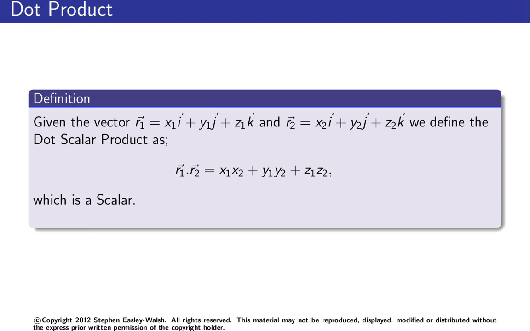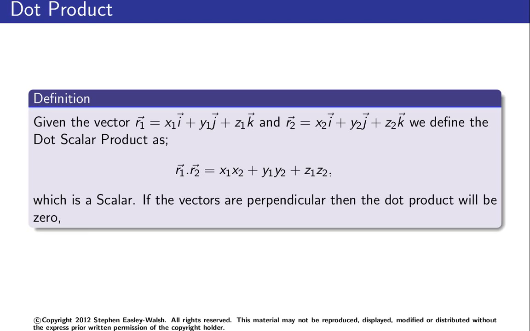We define the dot product of r1 vector and r2 vector as x1 x2 plus y1 y2 plus z1 z2. So in other words, to dot product these two vectors, you multiply the x's plus multiply the y's plus multiply the z's. And what you notice is that when you dot r1 and r2, you get a number, you get a scalar, not a vector. So dotting two vectors together makes a single number.